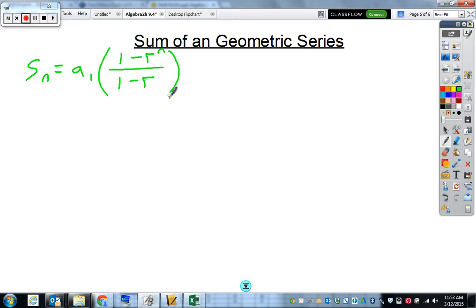Now, if you look at this formula in your book, you'll see that off to the side it says comma r not equal to 1. That doesn't necessarily change how you work this problem. All that means is that if r is 1, then I get 1 minus 1 in the bottom of a fraction, and I'm going to end up dividing by 0. So I cannot have r equal to 1 for this. And of course, a sub 1 is the first term and r is the common ratio. So, example.